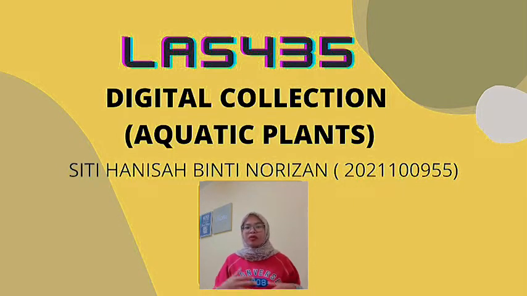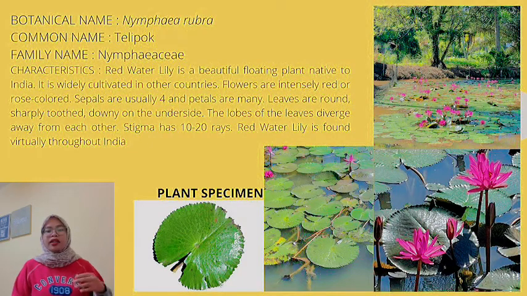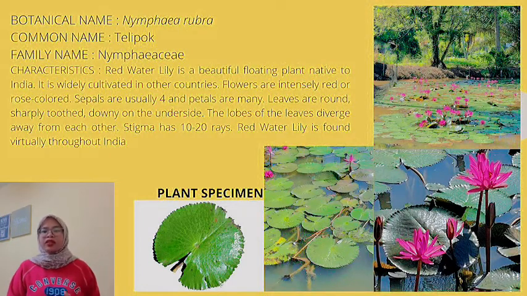For today's video, I'm going to explain about the aquatic plants. For the first species, it is called Nymphaea rubra, or we call it as telipo. Its family name is Nymphaeaceae. Its characteristic is this species is a beautiful floating plant native to India. It is widely cultivated in other countries too.